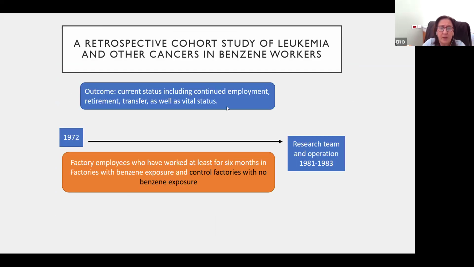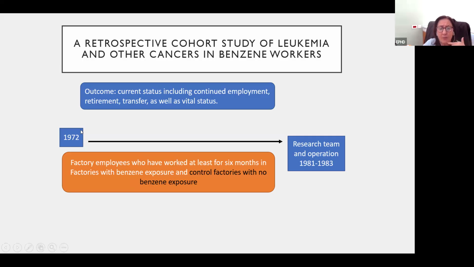So again, this is a retrospective cohort of leukemia and other cancers in benzene workers. There was a research team in 1981 to 1983. They identified those who were workers in factories in 1972, who had worked at least 6 months in factories with benzene exposure, and the controls were factories with no benzene exposure.